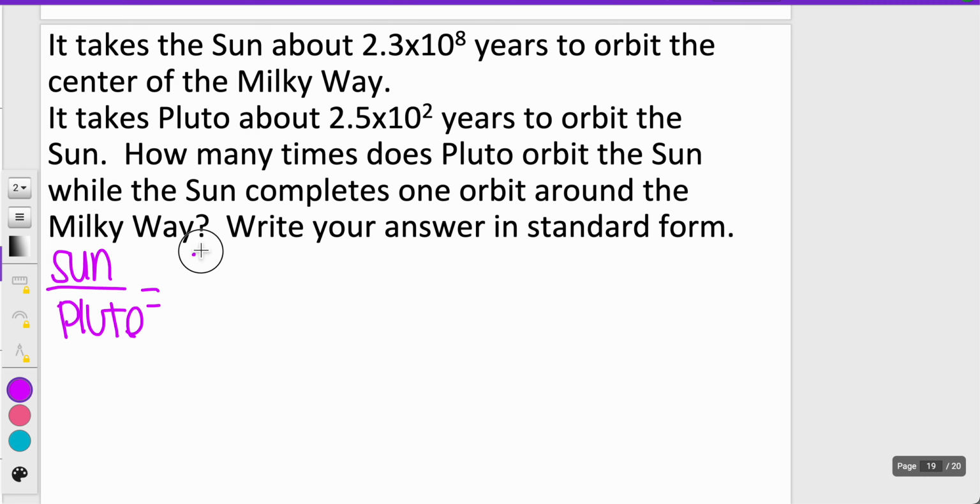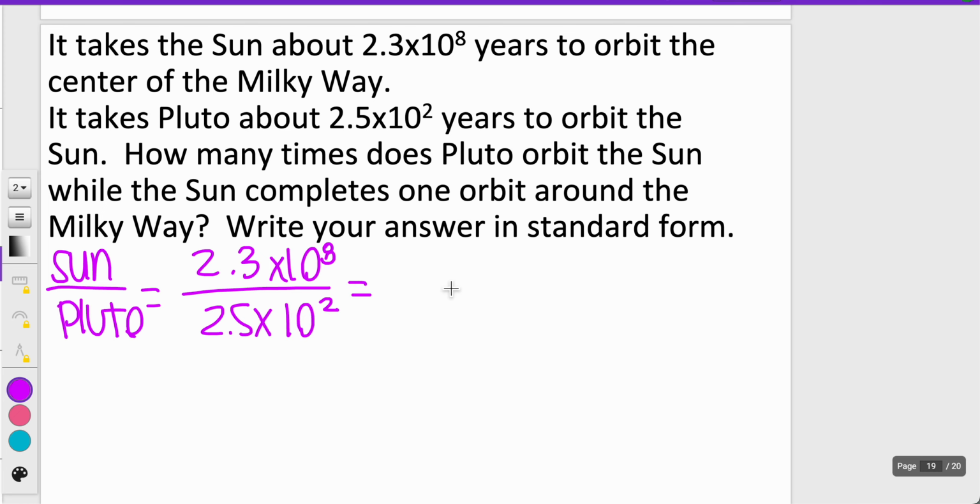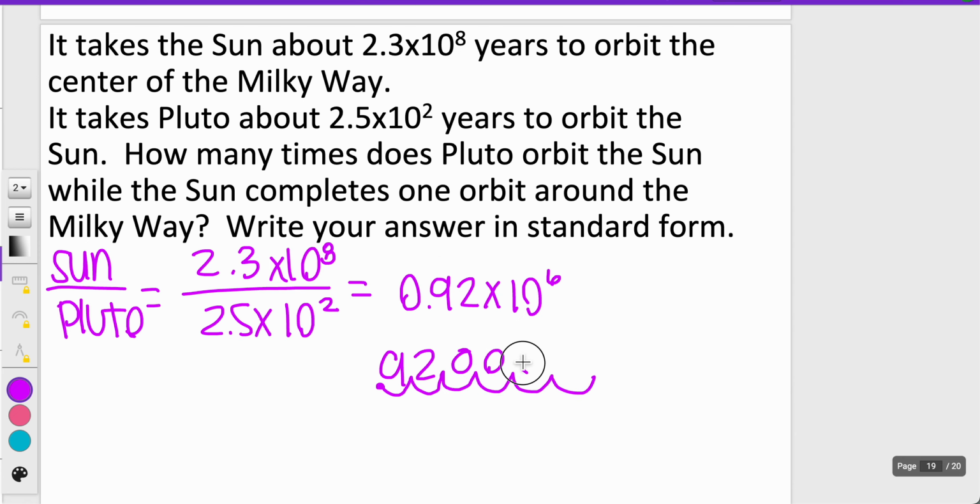So dividing. We'll take the sun at 2.3 times 10 to the 8th over 2.5 times 10 to the 2nd. We're going to divide 2.3 by 2.5 first. And we're going to get 0.92. And then subtract my exponents. I'm going to get 10 to the 6th. And then I'm just going to write out this number. So 0.92 times 10 to the 6th. And my decimal here, I'm going to go to the right. 1, 2, 3, 4, 5, 6. Or 920,000 times.